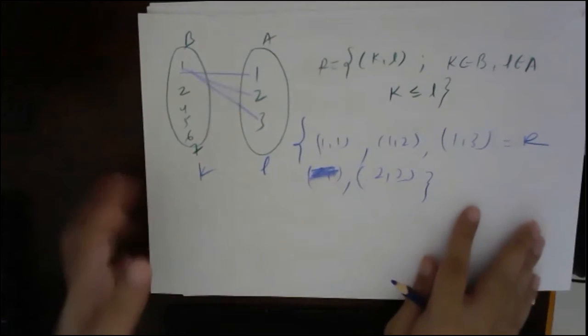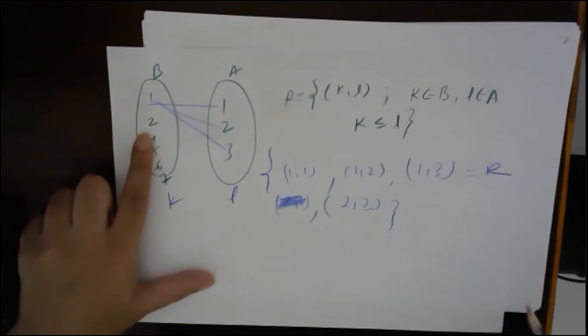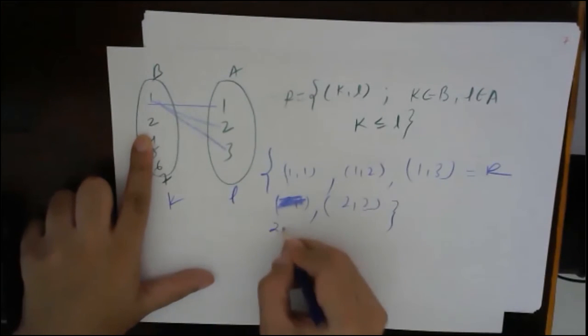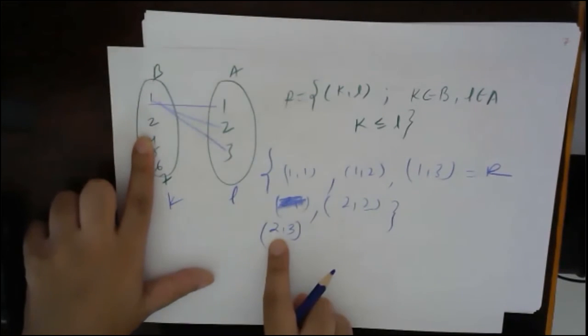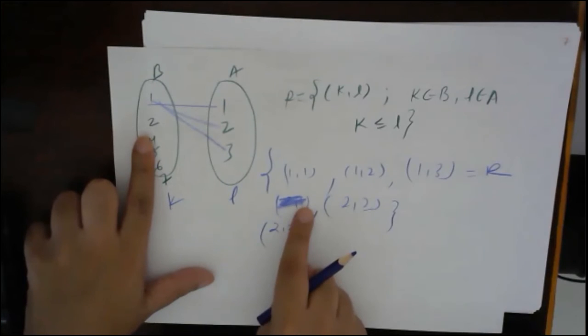Okay. Now I'll give you one more example. Let's see if we can find it out. What about 2 comma 3? But 2 comma 3, 2 is less than or equal to... 2 comma 3. Yes, sorry. It should be 2 comma 3. Yes, 2 comma 3. And instead of 2 comma 3, I wrote 2 comma 1.